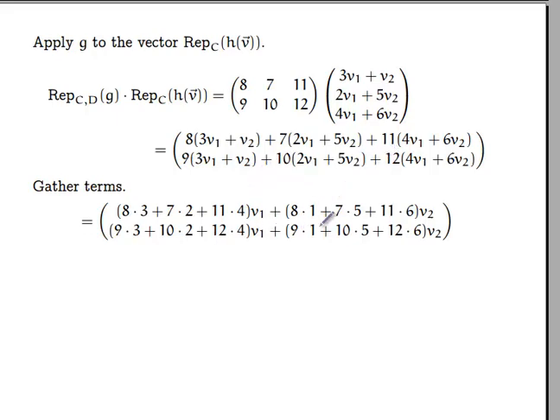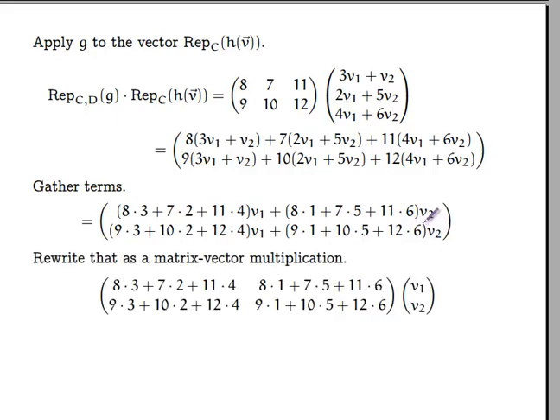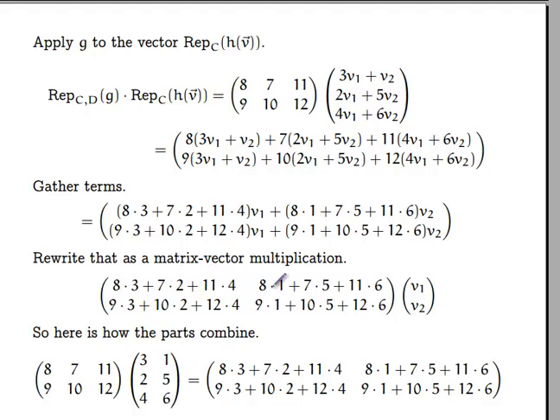If you gather the terms, they look like this: all the v1 terms and all the v2 terms in the first component, all the v1 terms and v2 terms in the second component. And here you have this matrix style multiplication. You can verify that in fact this multiplication is the result of typical matrix multiplication. And this is how matrix multiplication was first discovered. It's not just an arbitrary rule. It actually corresponds to a mathematical operation of composition.